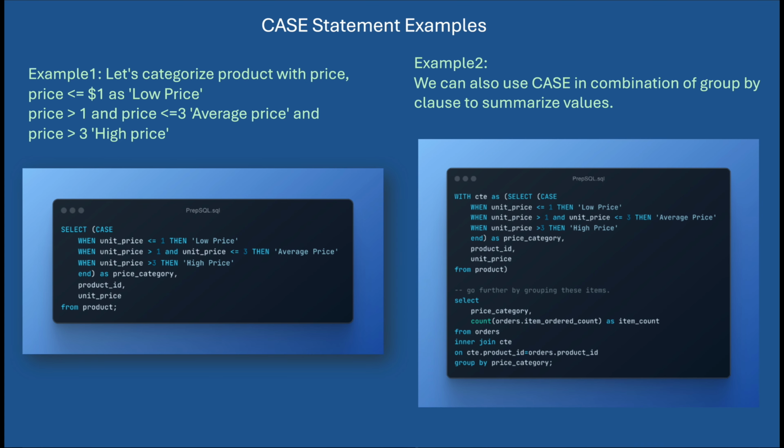We can also use this case statement in combination with the group by clause to summarize values, as shown in the second case. Once we get the pricing as low, high, and average price, we can count how many items are in each category using the count. So we will do an inner join with the CTE over here and the orders table, and then get the price category and a summary.